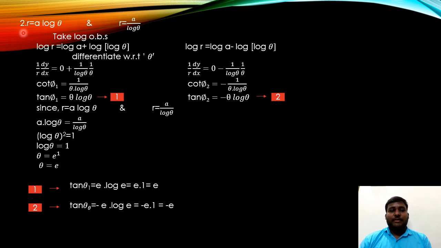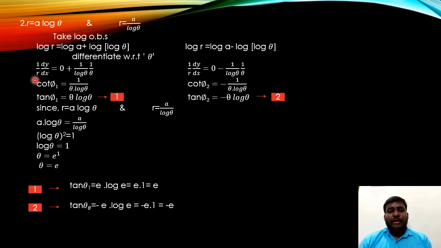There's another numerical. r = a log θ and r = a/log θ. Take log on both sides and cross multiply this towards the RHS. log r = log a + log(log θ), and log r = log a − log(log θ). Sorry, you are going to use the log function log(m/n) = log m − log n. Remember that.